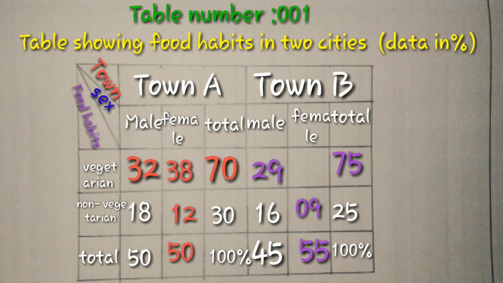In 75 vegetarians, we wrote that males were 29 vegetarians. Then out of 75, if 29 goes, 46 will be female vegetarians. By this, we can see that the row totals and column totals will be 75%, 25% and 45% and 55%. The total for town B percentage will be 100.